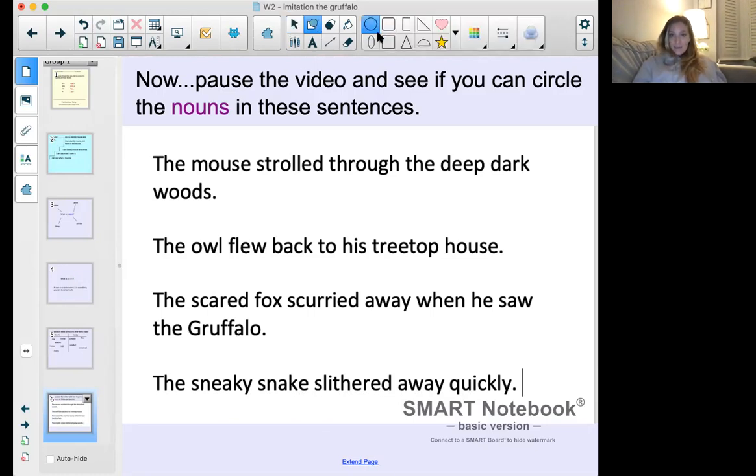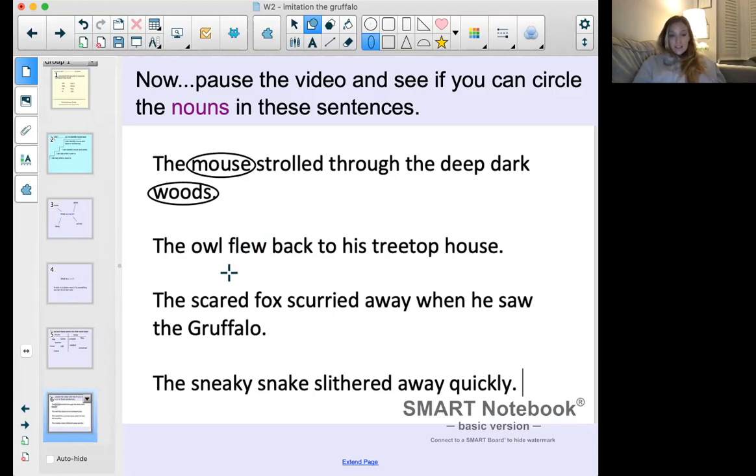Hello, everybody. Welcome back. Right, so let's look at sentence number 1. Do you see any people, places, things, or animals? That's right, we've got mouse right off the bat, which is an animal, and that's the subject of our sentence. That's who it's about. The mouse strolled through the deep, dark woods. That's right, if you found woods as well, woods is a place. All sentences have to have at least one noun, but many sentences will have more than one noun. So it's important to read the whole sentence through.